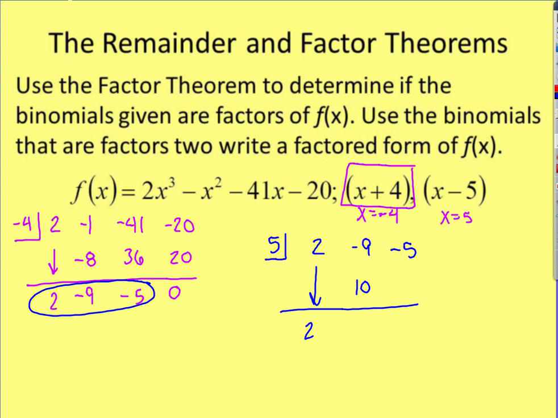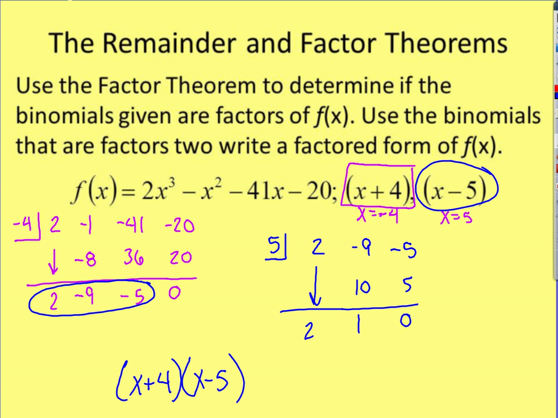5 times 2 gives us 10. If we add down, we get 1. 5 times 1 is 5. If we add down, we get 0. So this is also a factor. So if we write this in factored form, we already have x plus 4 and x minus 5, because we know they went into it.